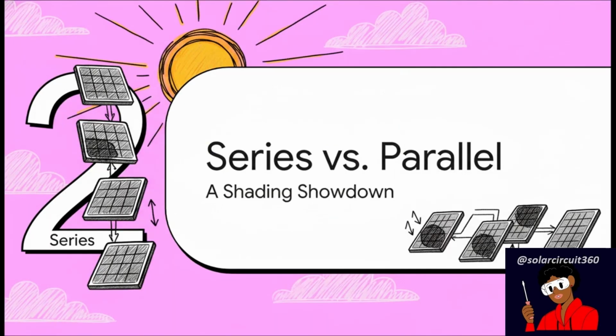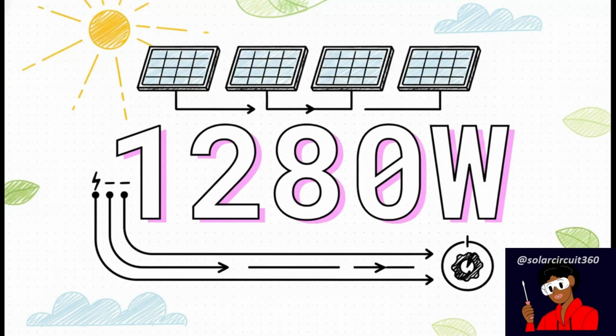All right, so let's see what this looks like with some real numbers. We're going to compare a standard series setup against a parallel one to see just how dramatic this whole shade effect can be. So, picture a small setup, 4 panels. On a perfect sunny day, each one is cranking out 8 amps at 40 volts. In our series circuit, the voltages all add up, so we get 160 volts total. Multiply that by the 8 amps of current, and boom, you've got a very respectable 1,280 watts. That's our perfect world baseline.